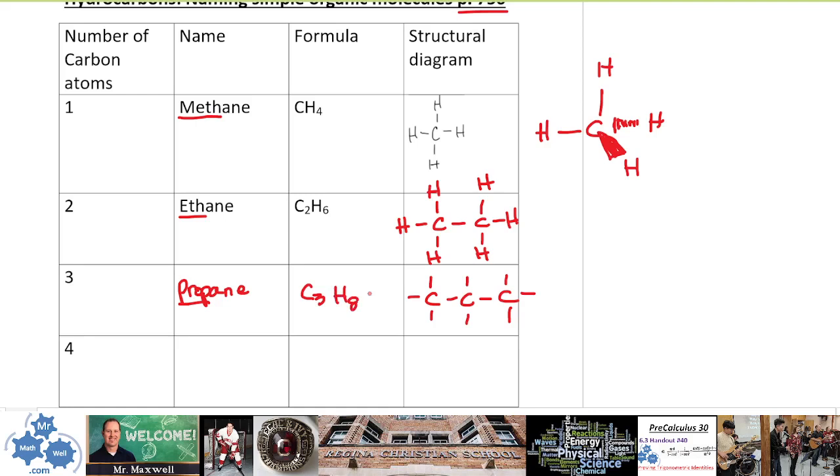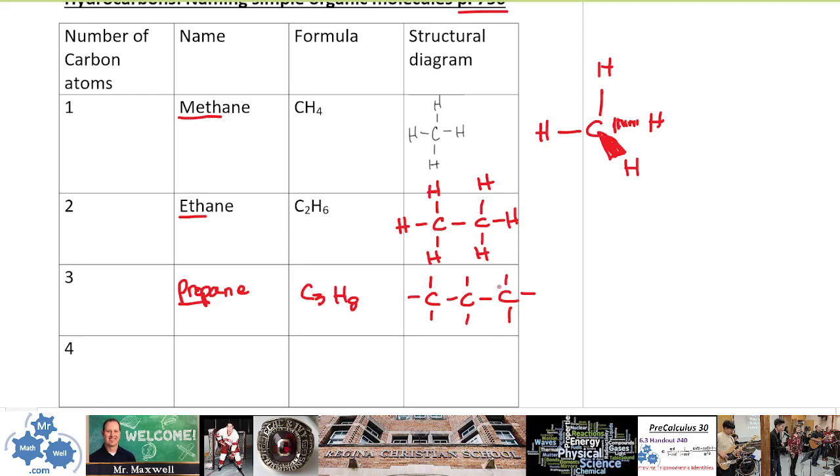So 3 carbons in a simple organic straight chain molecule is propane. And yes, this is the same propane that you burn when you're doing barbecue. Okay, I did barbecue yesterday. Turn on the propane, burn some propane. Okay, what do you get when you burn a hydrocarbon? If it was pure propane, what would be the result of that?